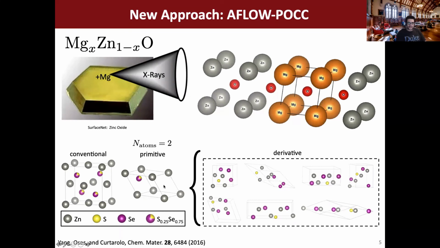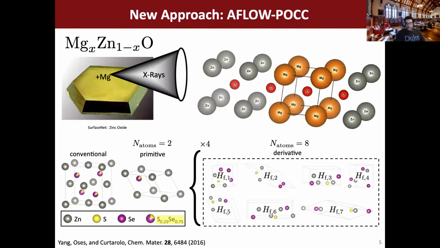Okay, so the primitive cell has 2 atoms, and you have an atom here that's partially occupied by sulfur and selenium in this ratio. So you can imagine if we want to build a supercell to model this concentration exactly, based on the stoichiometry, we're going to need a supercell of 4.